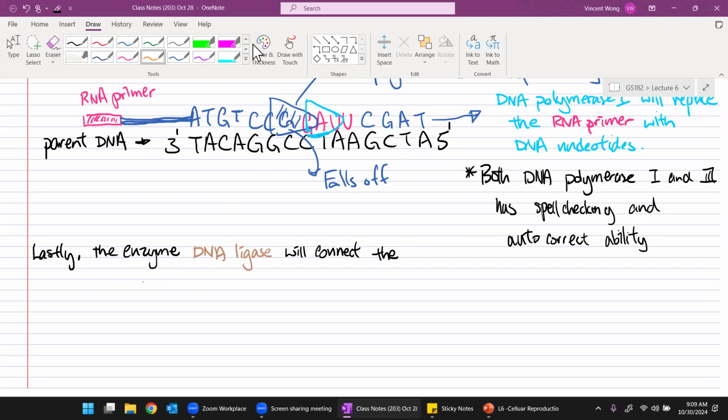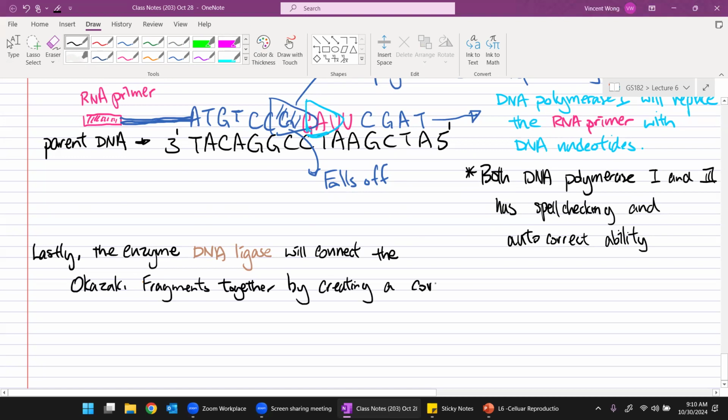Is that even the right color? No. I think I used pink before. You know what? I'm just gonna use black. Connects the Okazaki fragment. And that's it. That's how DNA replication occurs in prokaryotes. That took like decades of work to figure out.